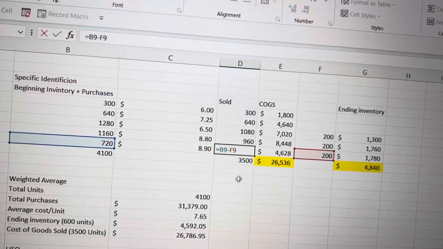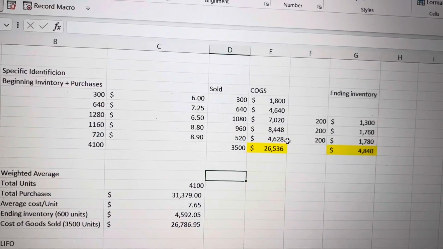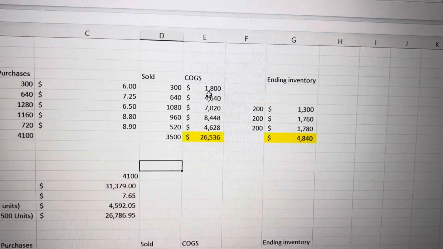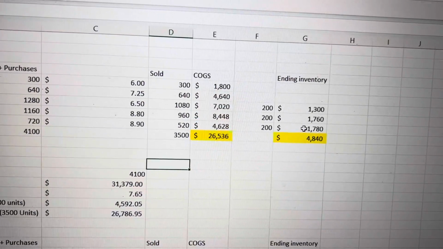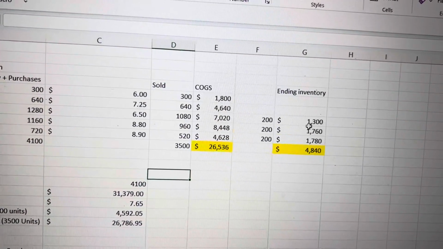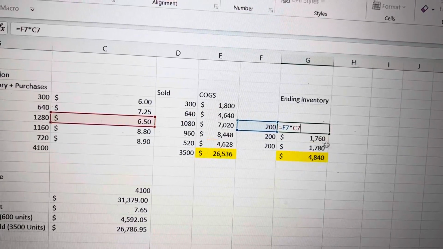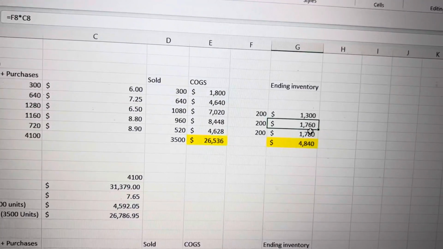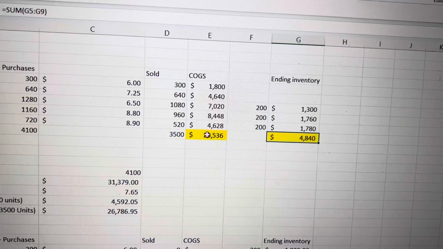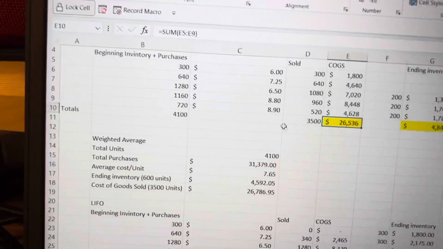You can see I did the formulas in there, and I got the totals. Here's our cost of goods sold, and then the 200 times this price. Again, the ending inventory, this is what remained over here. So I highlighted the totals: ending inventory, cost of goods sold.